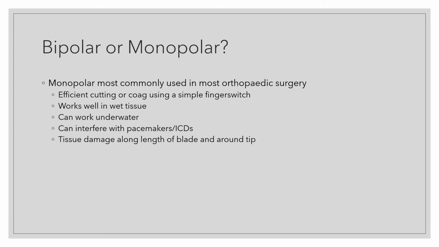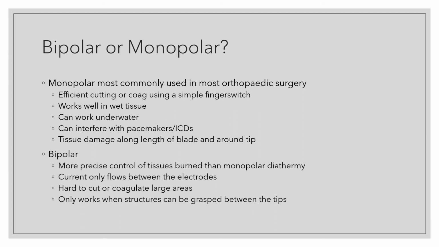Also, you can damage tissue inadvertently along the length of the finger switch blade, because whilst you're thinking about the tip, actually there's a good 2 or 3 centimeters of exposed metal which can conduct the current and damage skin edges and surrounding neurovascular structures. By contrast, bipolar gives you much more precise control over which tissues you're burning, in that anything between the electrodes gets burned and anything around the outside probably doesn't.